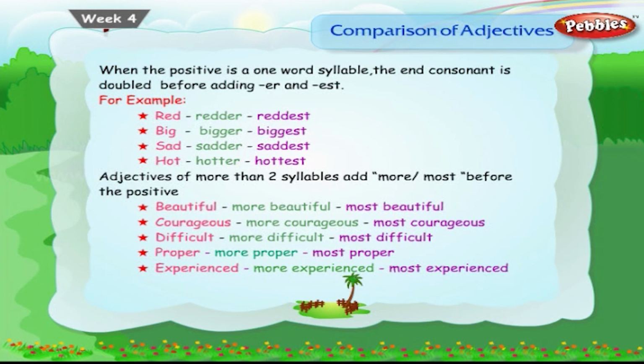Adjectives of more than two syllables add more and most before the positive. For example, beautiful, more beautiful, most beautiful, courageous, more courageous, most courageous, difficult, more difficult, most difficult, proper, more proper, most proper, experienced, more experienced, most experienced.